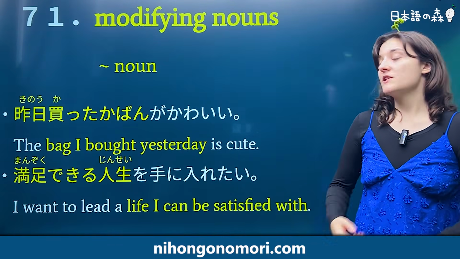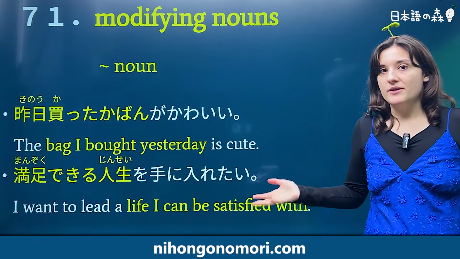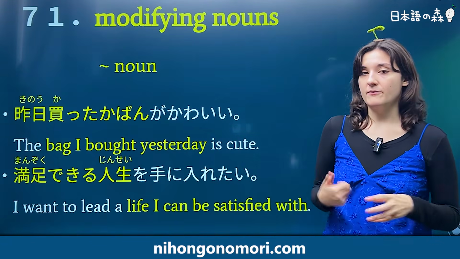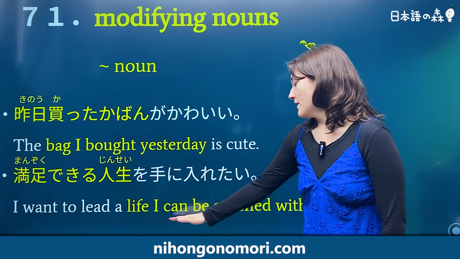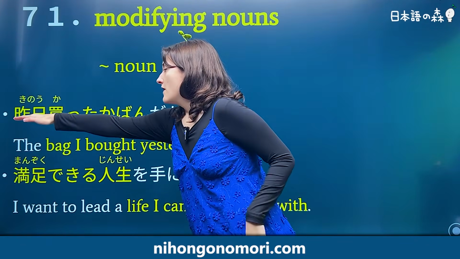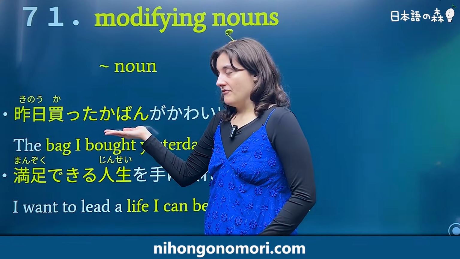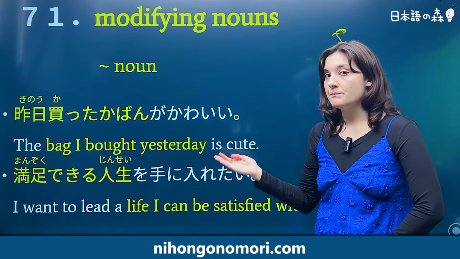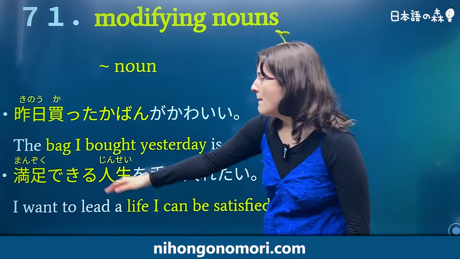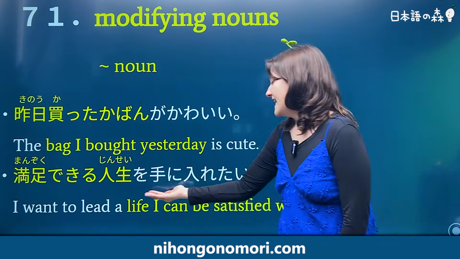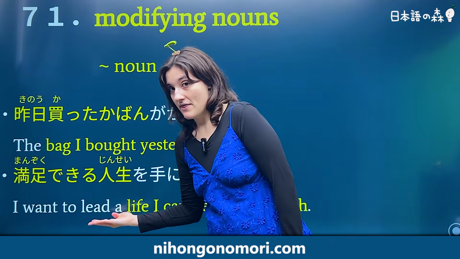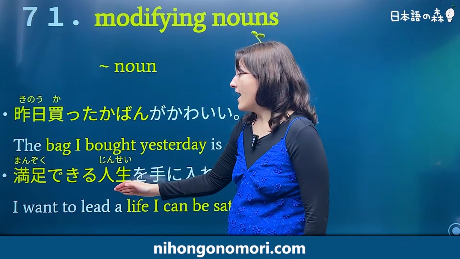Modifying nouns. This is when we use a phrase to describe a noun. Like, the bag I bought yesterday, or a life I can be satisfied with, right? So here's the noun, that's how we're describing it. In Japanese, it comes backwards, right? So it's, here's the way we're describing it, and this is what we're describing, right? 昨日買ったカバンが可愛い. The bag that I bought yesterday is cute. 満足できる人生を手に入れたい. I want to lead a life I can be satisfied with. So it's phrase, then noun.